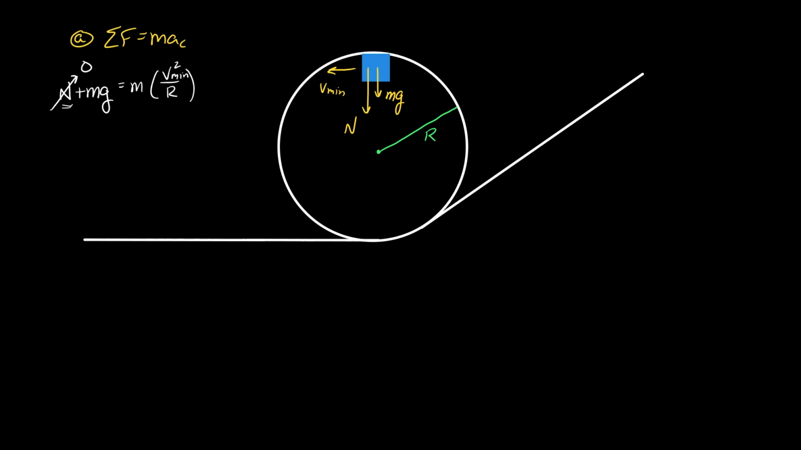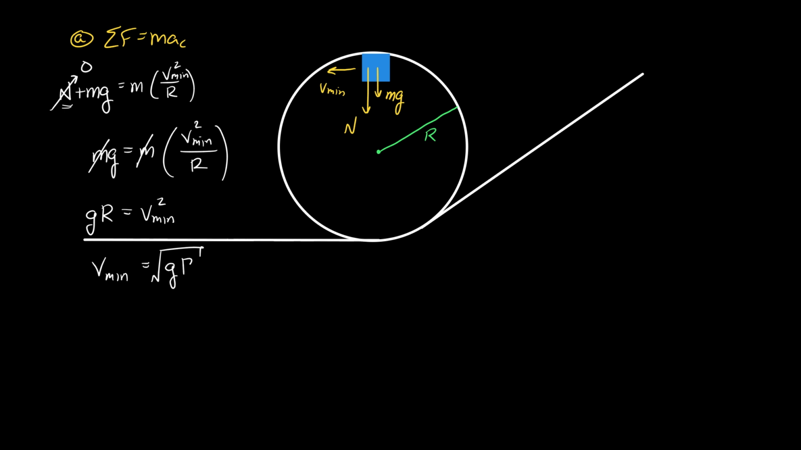Now that I know that, I can find an expression for the minimum velocity in terms of the given quantities. So I can get rid of the m's because there's one in every term. I can multiply both sides by r. And I can take the square root of both sides, and this gives me the minimum velocity. And we've done this problem a bunch, so I don't feel too bad about it.